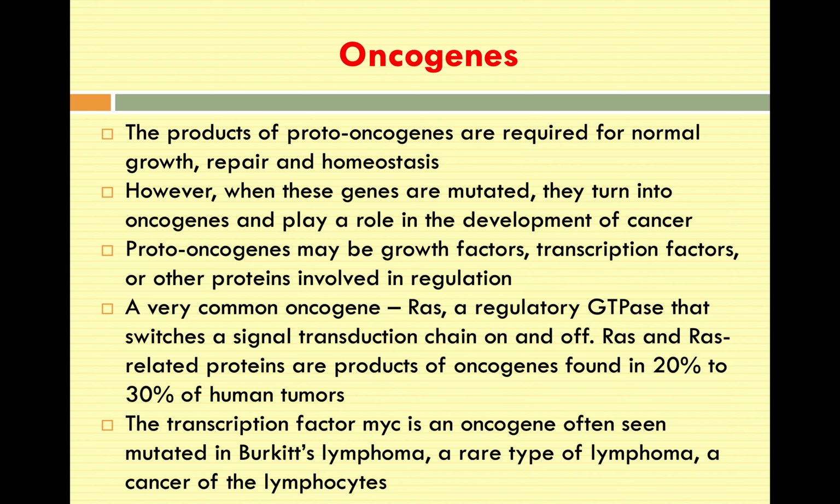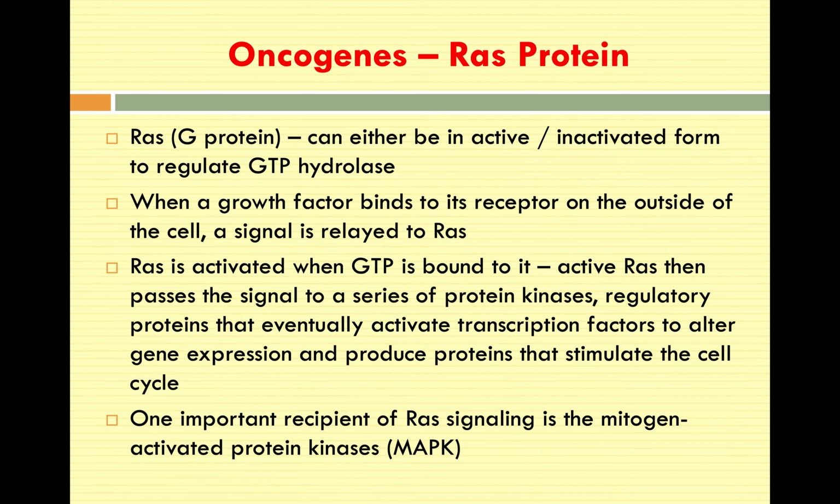Another transcription factor, MYC, is also an oncogene that is often seen mutated in Burkitt's lymphoma, which is a rare type of lymphoma, a cancer of the lymphocytes, or your white blood cells. Now let's have a look at the RAS protein. The RAS G protein can be in an active or inactive form to regulate GTP hydrolysis.